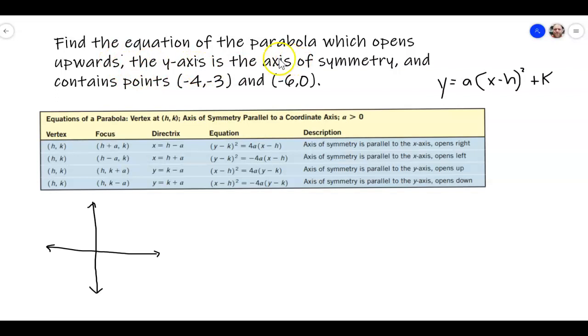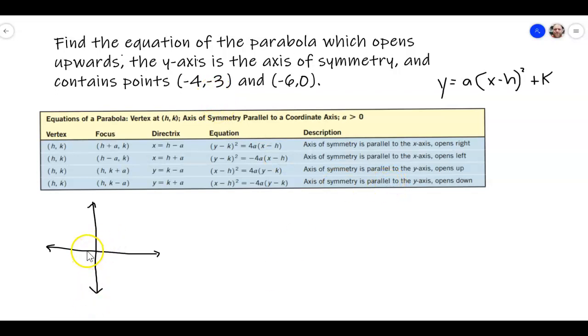So we have an equation here of a parabola. It opens upwards, and the y-axis is the axis of symmetry. That means that everything on the left side of this y-axis will be a mirror image of everything on the right side of this y-axis. And it also contains these 2 points, (-4, -3) and (-6, 0).